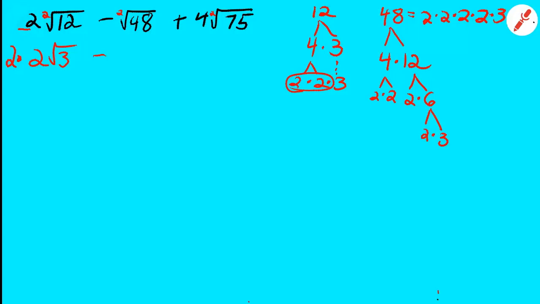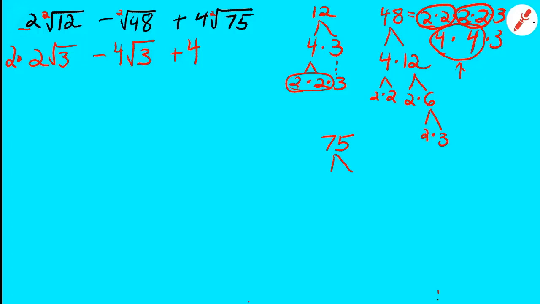I'm looking for 2 of the same number. Instead, I have 4 of the same number. But look at this. 2 times 2 is 4, 2 times 2 is 4, times 3. Now I have 2 of the same number. So the square root of 48 can be written with one of these 4s on the outside and then the square root of 3 on the inside. Whew. Now I only have one more to go. I'll have plus 4 times and then the square root of 75. So let's investigate 75.